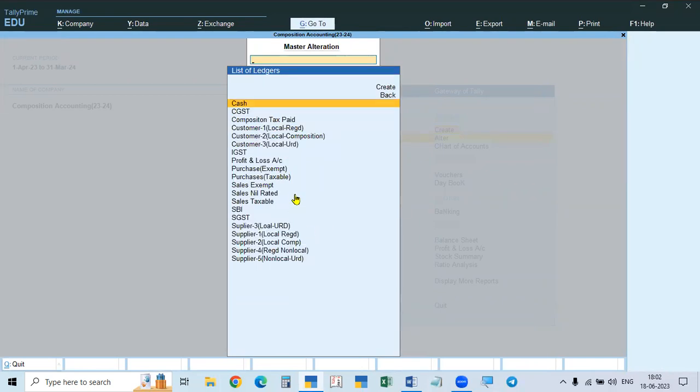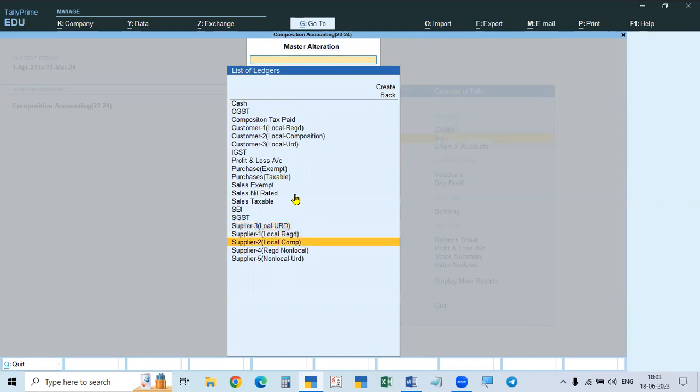In this case, first we will create the persons. When you are purchasing, they are called suppliers. So we are not giving any name, just giving it as supplier. Supplier means the person supplying to us, which means it's a creditor.